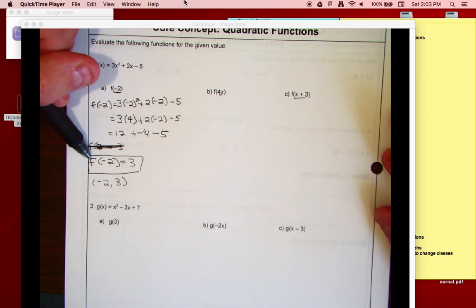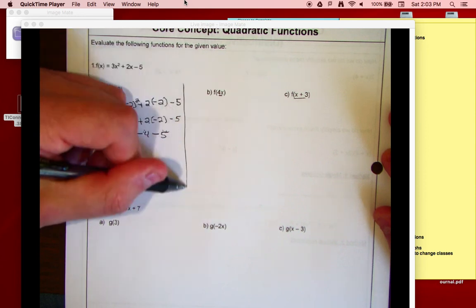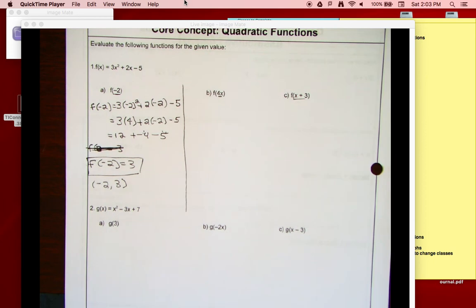Okay? Alright, let's take a look at example B, which is f of 4x. We're going to use the same process. We're going to substitute 4x in for the x into our function.